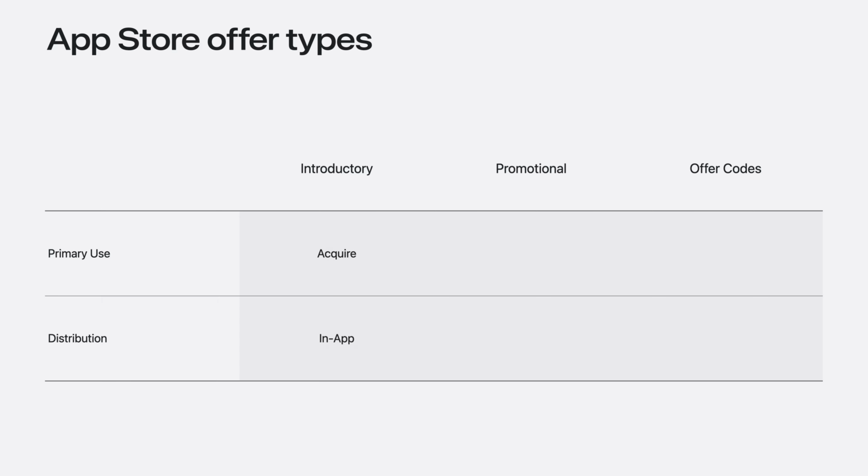Setting up introductory offers gives new subscribers an opportunity to try your subscription with a free trial or with a discounted price. Promotional offers are more flexible. You can create unique discounts and define your own eligibility criteria based on your business requirements. And with offer codes, you can use the unique one-time use codes the App Store generated for you, or create your own custom codes to distribute through your own marketing channels.